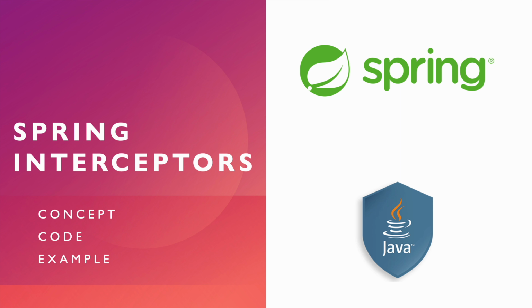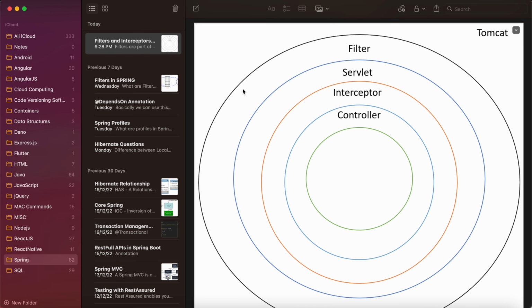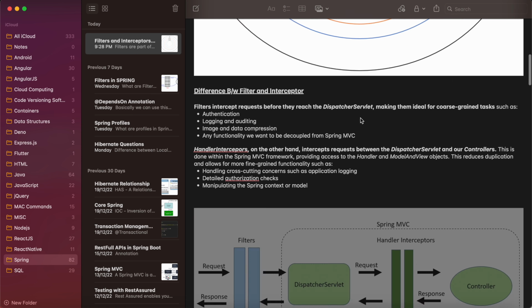Okay, so let's see within a diagram what exactly an interceptor looks like. If you can see this diagram, this is a Tomcat web server. We can see that the filter is on top of it, and above this is the servlet, then the interceptor and the controller. So the interceptor, like I have told you, comes between the dispatcher servlet and the controller. Basically, the interceptor intercepts the request between these two. Okay, now let me show you one more diagram.